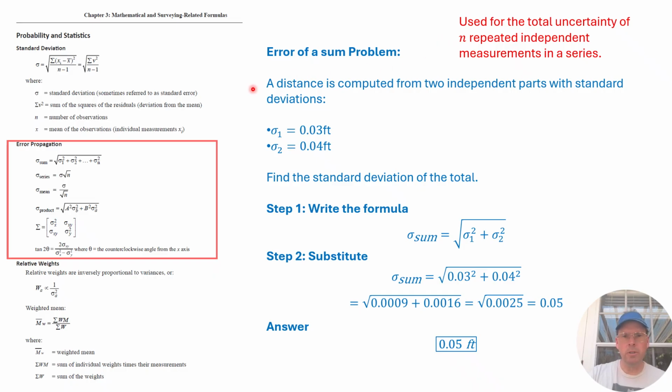So let's say you have a distance that's computed from two independent parts with standard deviations. So you have these two standard deviations, and then find the total standard deviation. For this one, we're going to use the sum formula there, and you just put your different standard deviations in there and calculate out that answer.